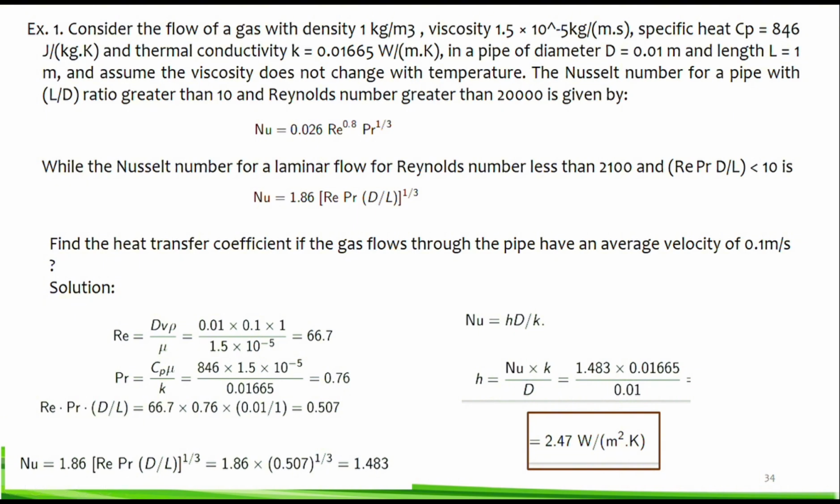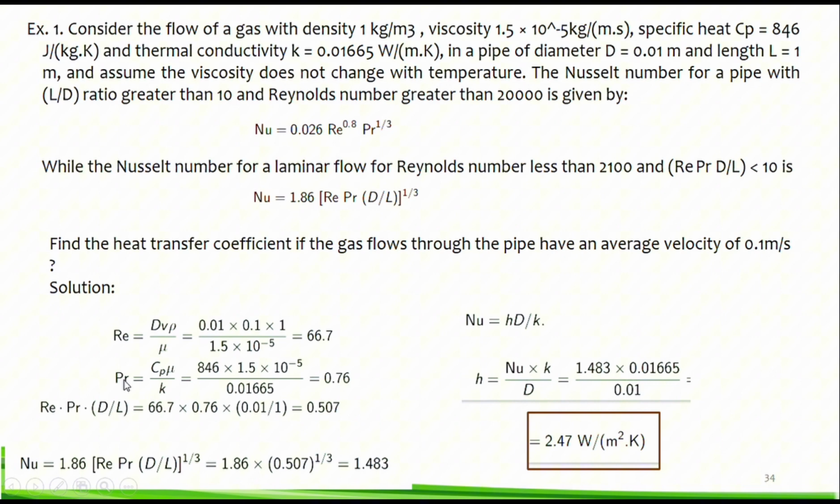Solution: we need to first solve the Reynolds number. Reynolds equals D V rho over mu. We have the diameter of 0.01 as given, multiplied by 0.1 as our velocity, times our density, which is 1 kg per cubic meter, over mu, which is given as 1.5 times 10 raised to negative 5, our viscosity. We get a Reynolds number of 66.7, or by rounding off, 67.